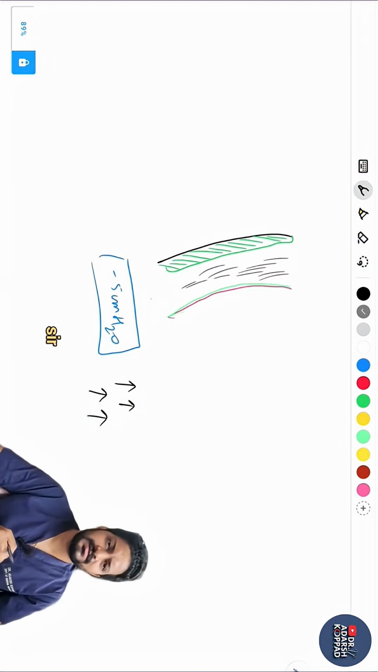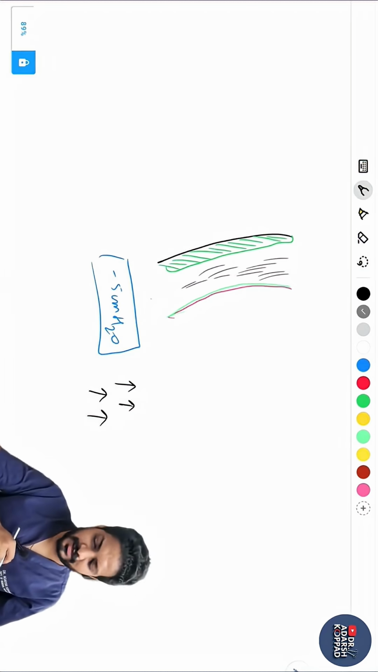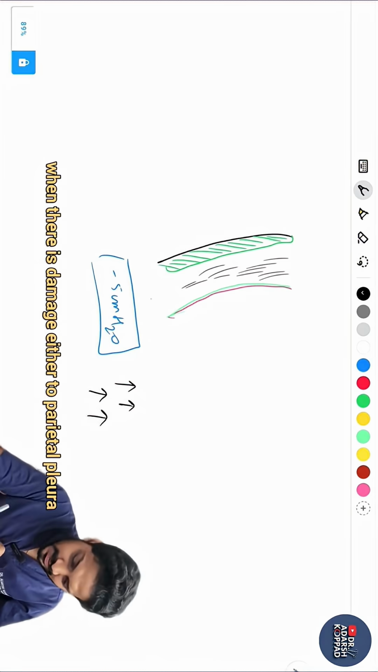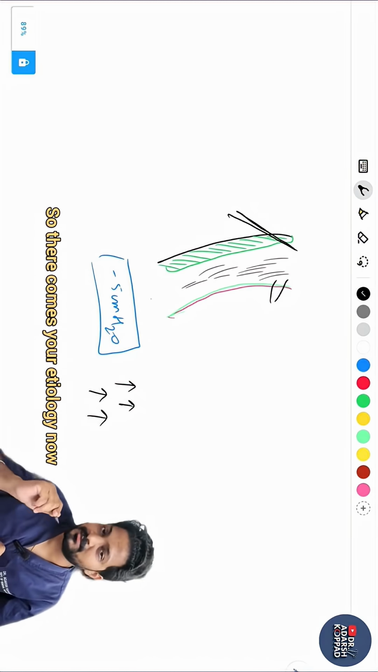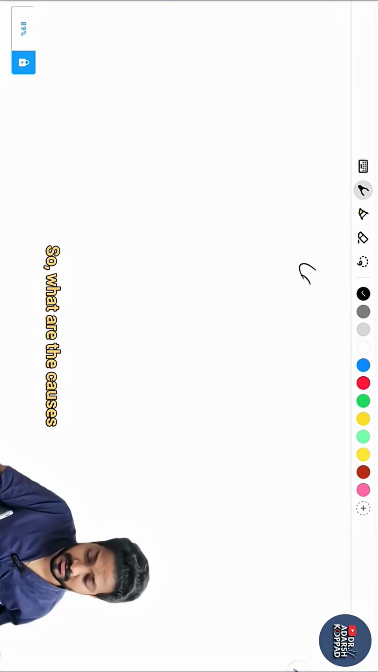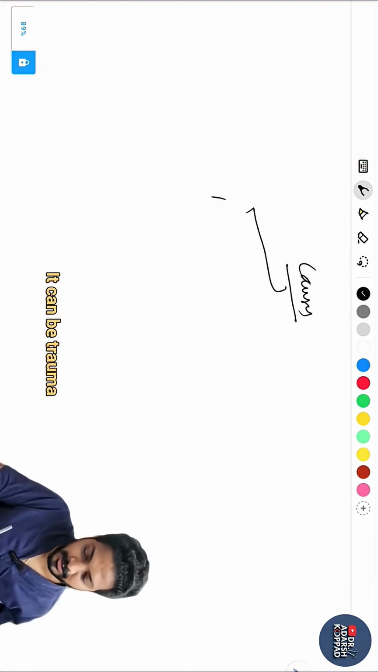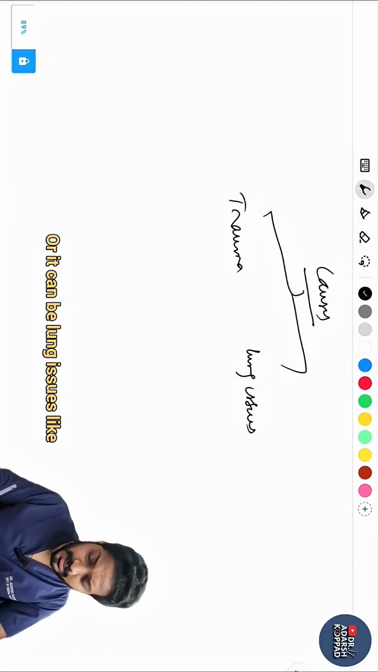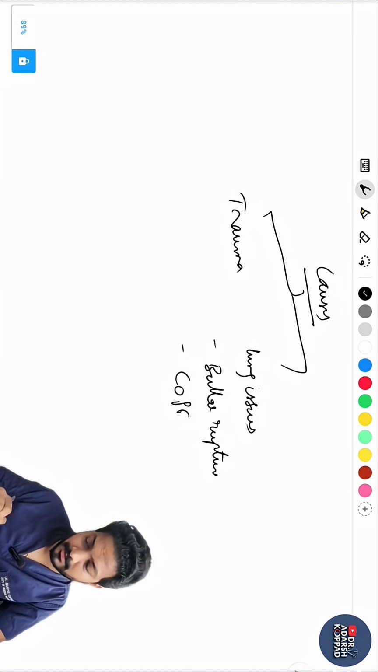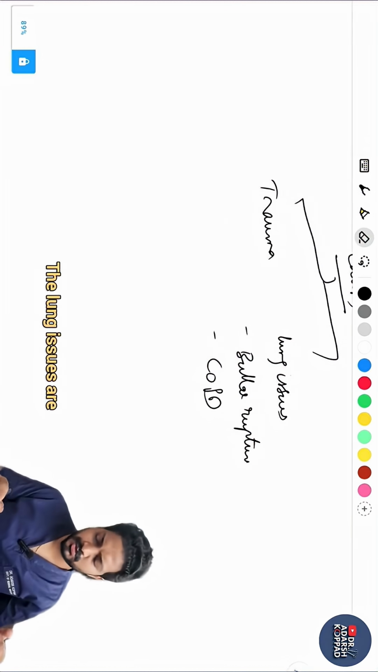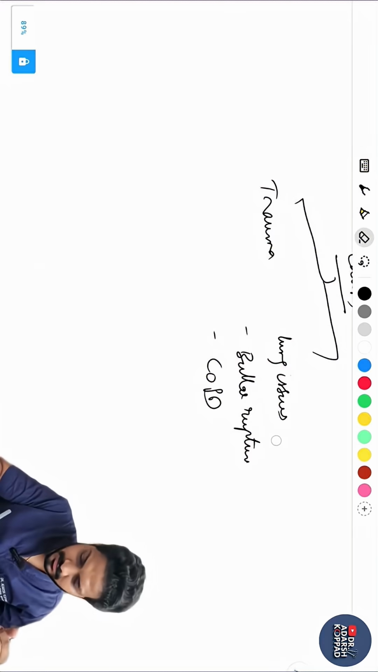Now you may ask me, sir, how the hell did air enter that space? Well, air can enter when there is damage either to the parietal pleura or to the visceral pleura. So there comes your etiology. What are the causes of pneumothorax? It can be trauma, or it can be lung issues like bullae rupture or COPD. The lung issues are usually spontaneous.